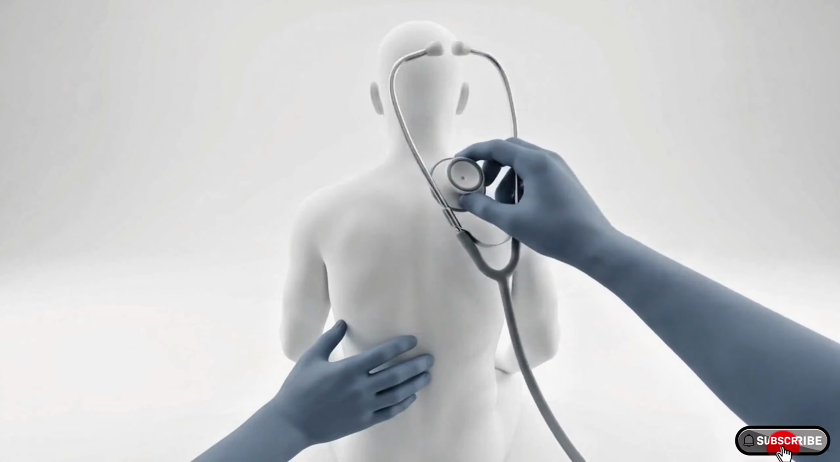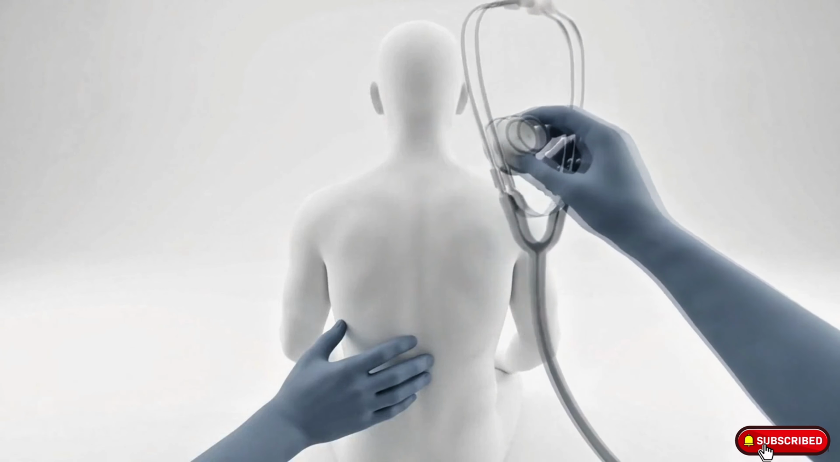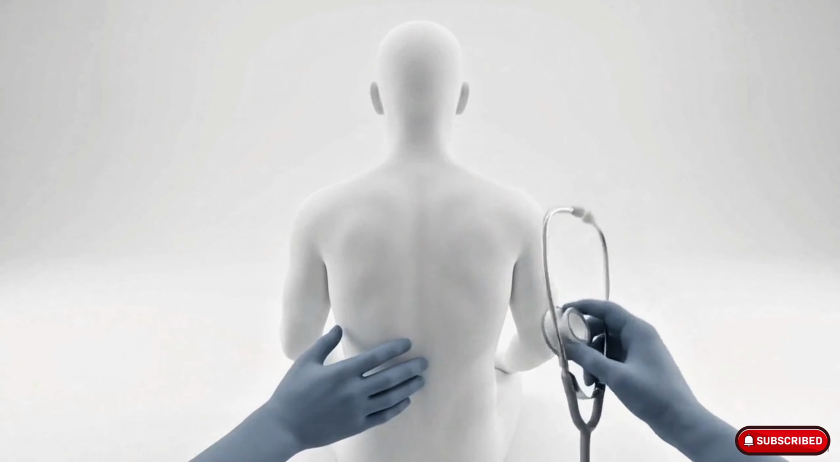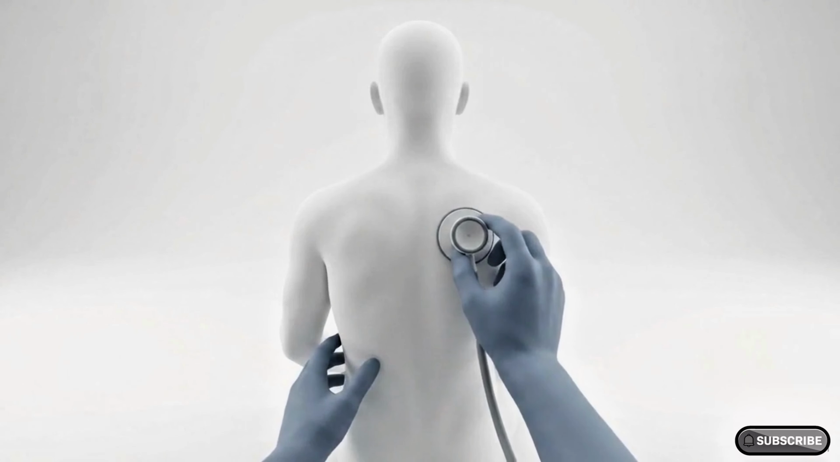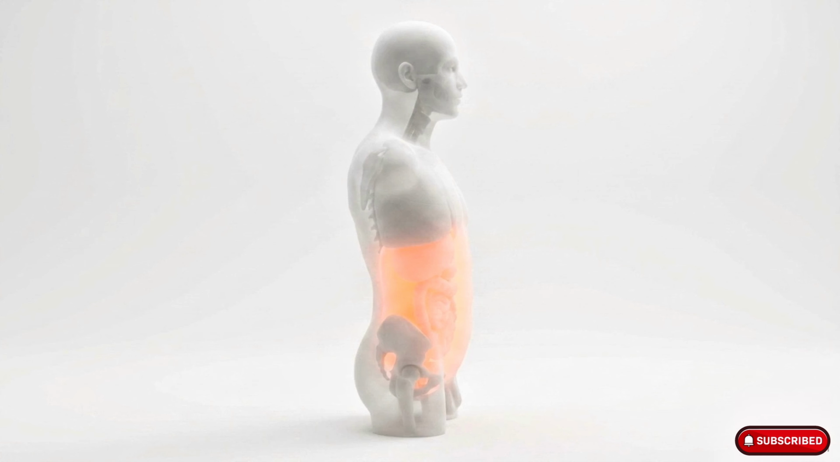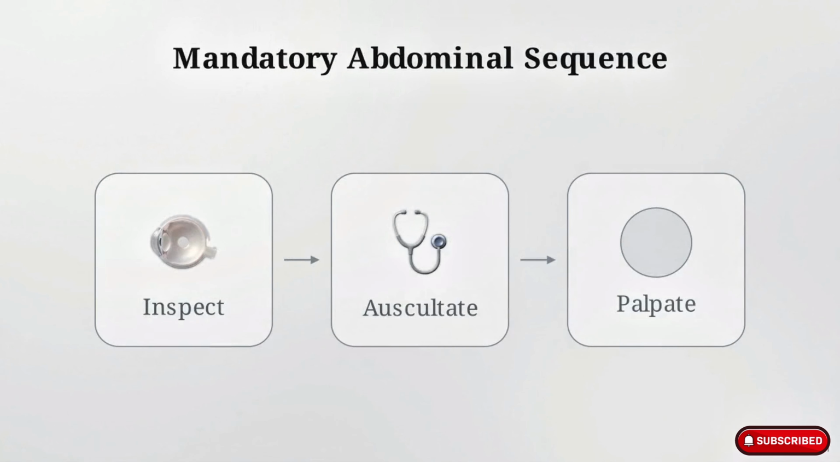Adhering to this rigid geographical listening matrix guarantees we isolate localized mechanical failures within the cardiopulmonary engine, like decreased or adventitious breath sounds. The abdominal cavity introduces a unique operational hazard. If you assess this region out of order, you ruin your own diagnostic data. This flowchart illustrates the mandatory abdominal sequence. You must visually inspect, auscultate, and only then palpate.